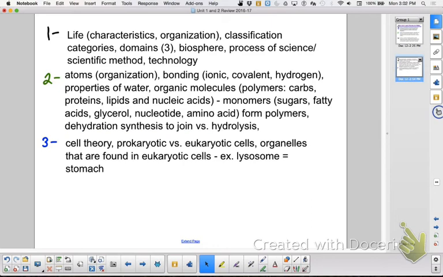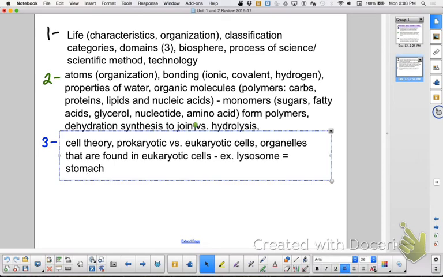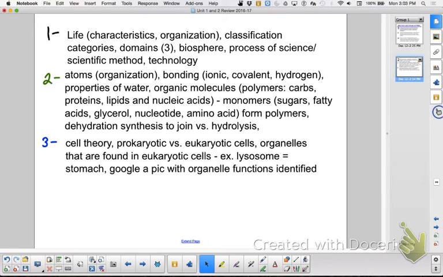Okay, so that one you just want to go through and review each of those. Maybe look at a picture. You could Google a picture where all the organelles are identified and just review it that way. I think that'd be the easiest thing to do. Google a pic with organelle functions identified. That would be a really good, easy way to review that chapter.